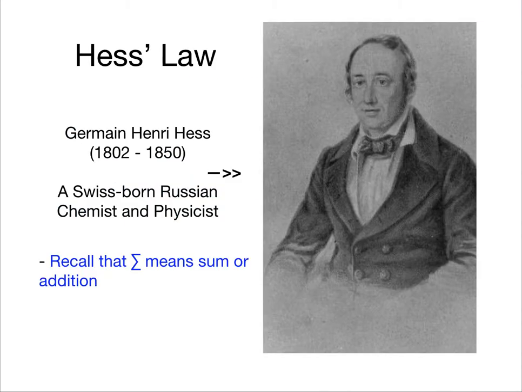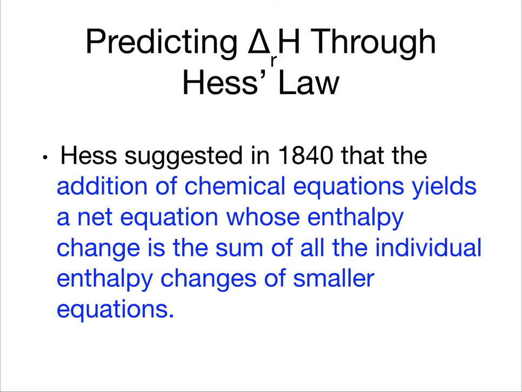So as you might expect, Hess's Law is named after a guy named Hess, Germain Henry Hess, who was a Swiss-born Russian chemist and physicist. And what he found is something we call Hess's Law. So Hess's Law allows us to predict enthalpy changes.